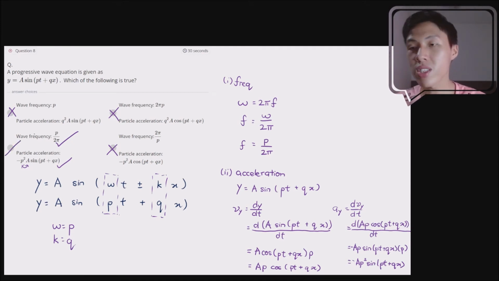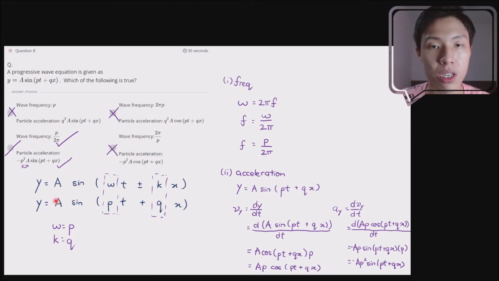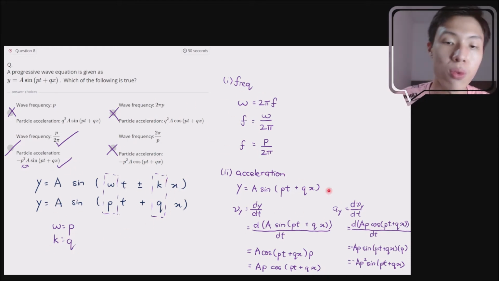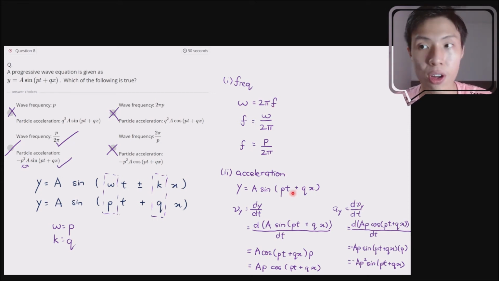Okay, so if you see an equation that is in symbols that you are not familiar with, make sure you compare it with the general formula, get what is the omega, what is the wave number, what is the amplitude. Then from there, you move forward to determine what they asked for. Okay, so this is how you solve question 8.